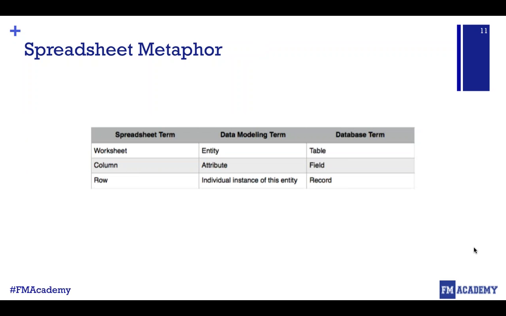When I first started working in FileMaker, I had come from an Excel background. That's what I learned in school, so my mind sort of gravitated that way. So I was having to translate Excel spreadsheet terms to database terms. So I have this little chart here that shows there are 3 different types of terms, and they're all relevant to our discussion today. So we've got the spreadsheet terms: a worksheet, column, and row.